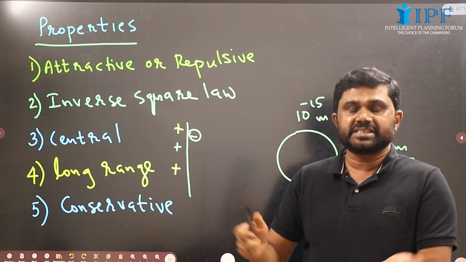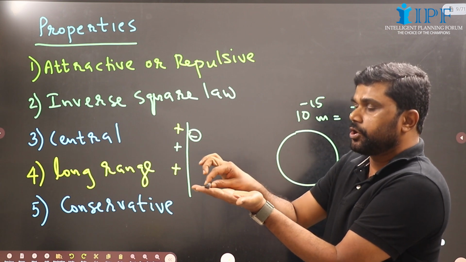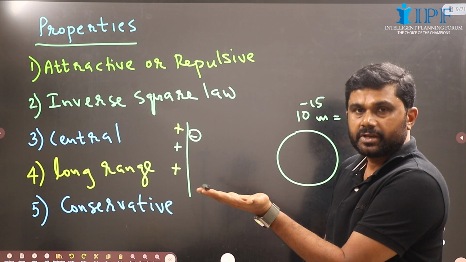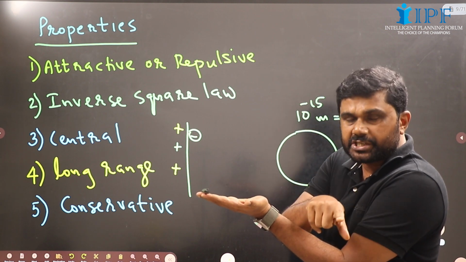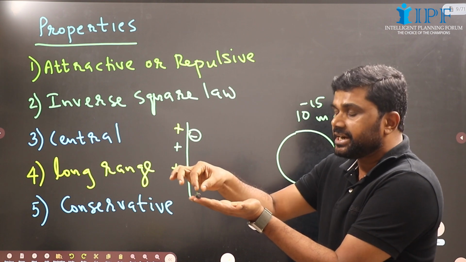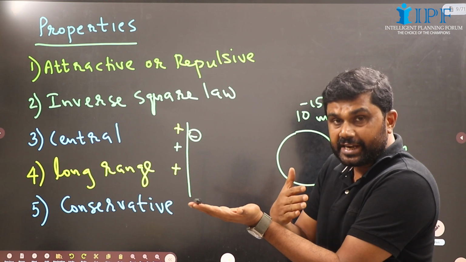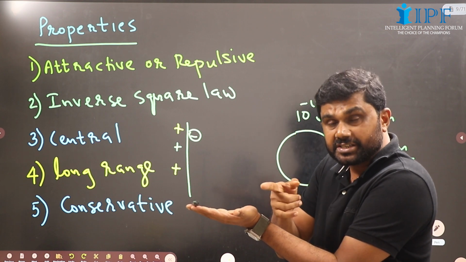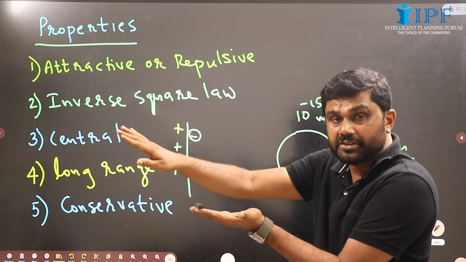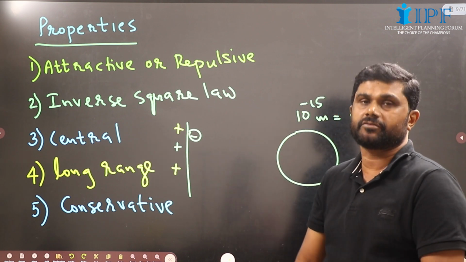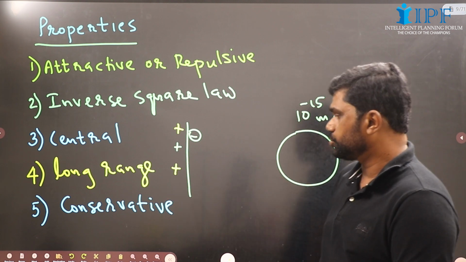Unlike these conservative forces, suppose I have pushed a body, displacing it like this. Here the work is done against friction, which is a non-conservative or dissipative force. So even if I release that body, it will not come back, because work is done against friction. Whatever work is done against friction will be dissipated in the form of heat and can never be recovered. That is what is meant by a conservative force.